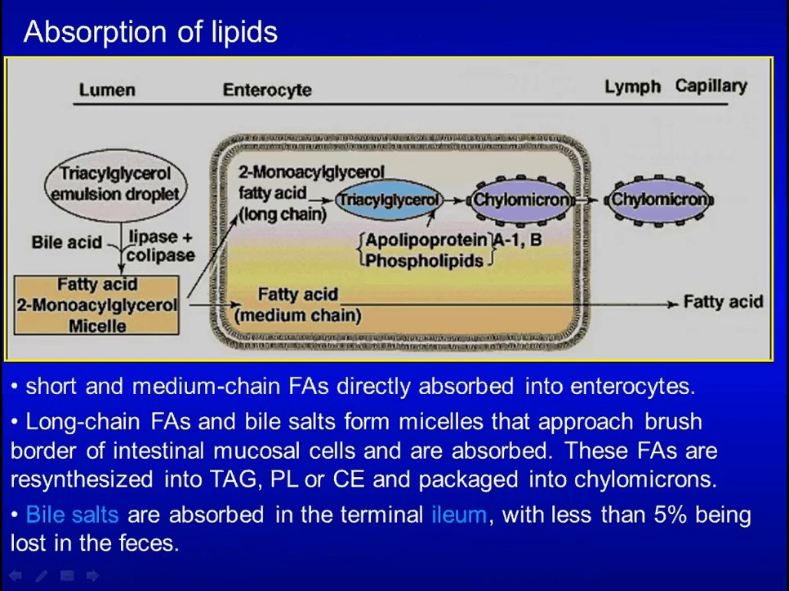Short-chain and medium-chain fatty acids are absorbed directly into enterocytes. Long-chain fatty acids and bile salts form micelles. When micelles approach the brush border of mucosal cells, long-chain fatty acids are absorbed. After long-chain fatty acids enter the cell, they are resynthesized into TAG, phospholipid, and cholesterol ester, and packed into chylomicrons. Bile salts are absorbed in the terminal ileum.